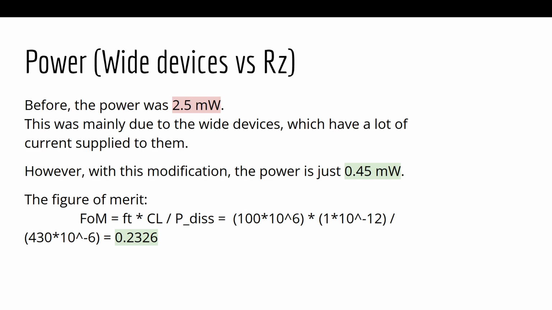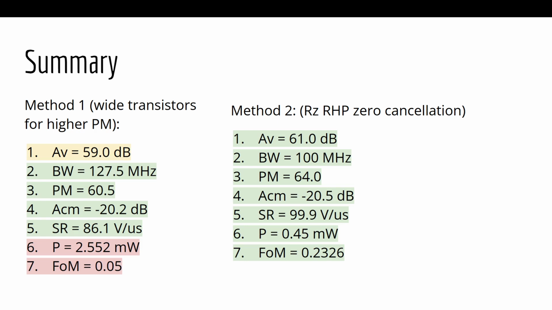We can also see that power in this method is much lower. It's only 0.45 milliwatts, which also makes the figure of merit much better. Here is a summary of both methods. In the first method, the gain is slightly lower than it should be. However, the bandwidth is much higher, so it can be traded for gain quite easily. However, on the left, the power consumption is much worse. And in the second method, all the requirements are met. Thank you.